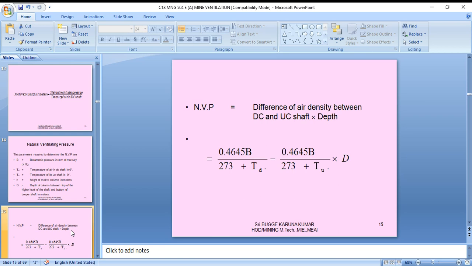the density difference between the downcast and upcast multiplied by depth. So let us see here, there is a difference of pressure. This is the general pressure formula in the SI system: 0.4645 B, barometric pressure, divided by 273 plus TD, the Kelvin converted from centigrade degrees, minus 0.4645 B divided by 273 plus TU, overall multiplied by D. So this is another formula, please note down.